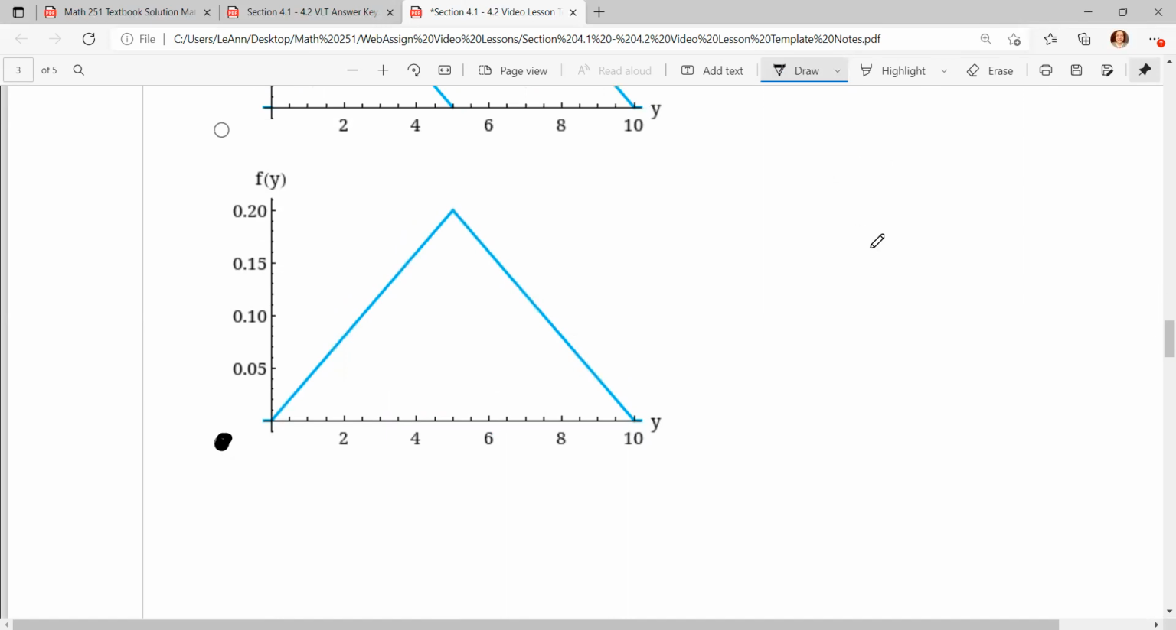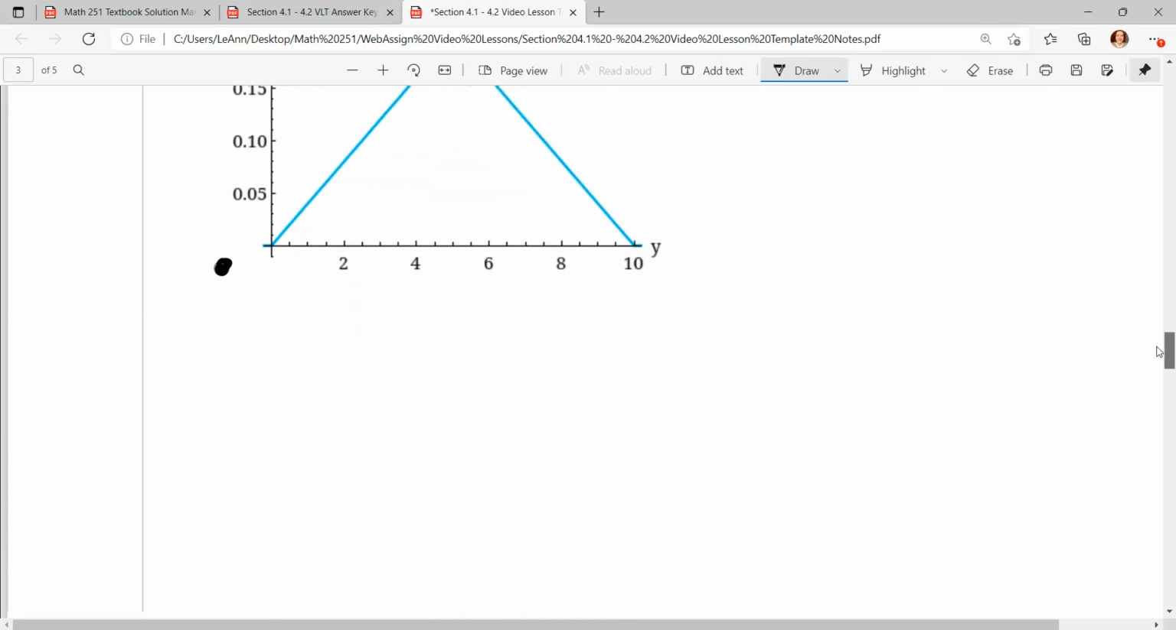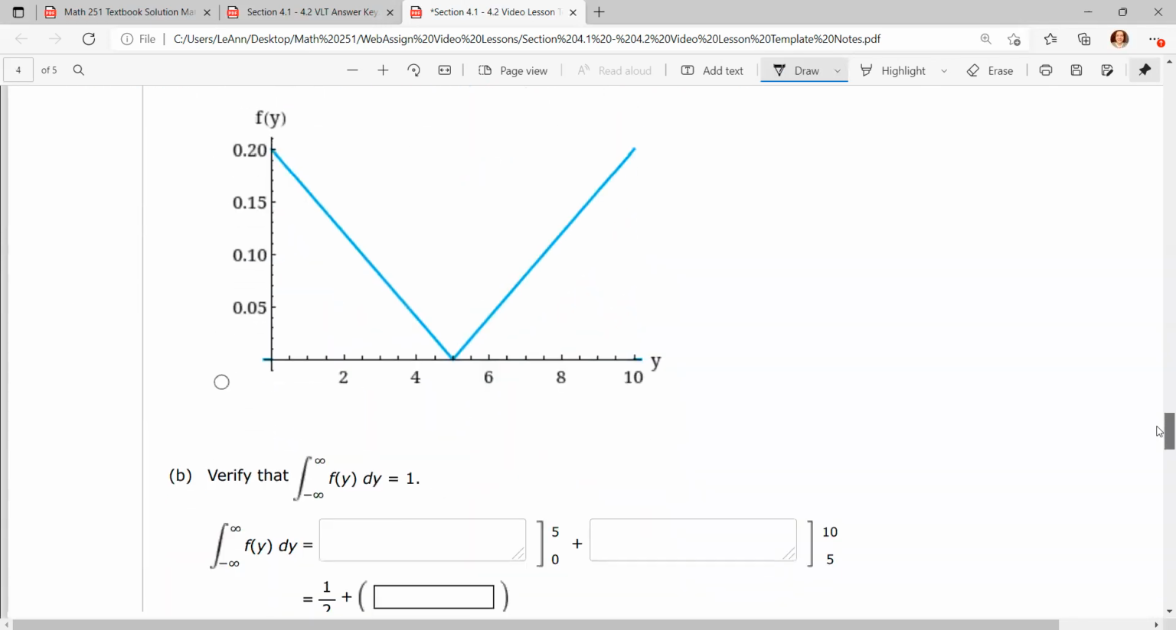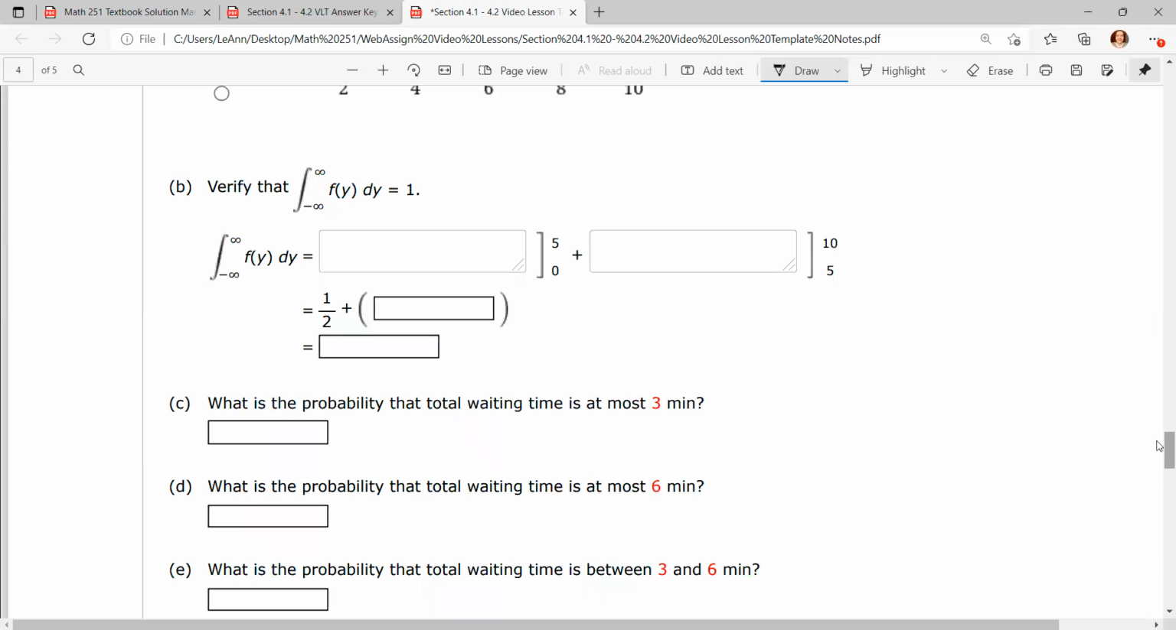Let's look at our next part for this one. Once we get past all the graphs, verify that this is a legitimate PDF. That's what that's saying there. It says verify that on the entire domain of this probability density function that it will integrate and equal an area of 1. So since ours has pieces, we're going to break this up into parts.